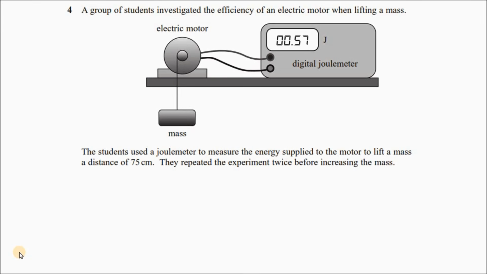Question number 4. A group of students investigated the efficiency of an electric motor when lifting a mass. The students used a joule meter to measure the energy supplied to the motor to lift a mass a distance of 75 centimeter. They repeated the experiment twice before increasing the mass. So mass, electric motor, joule meter, 0.57 joule, and keep these numbers in your mind. 75 centimeter is the height covered by the mass when lifted by the motor.